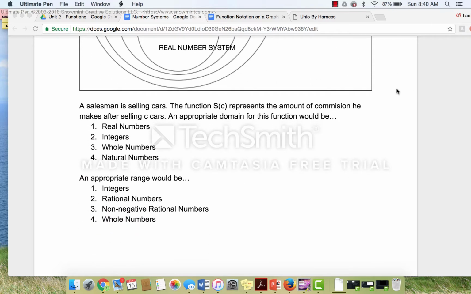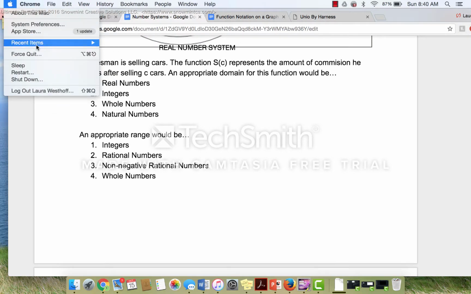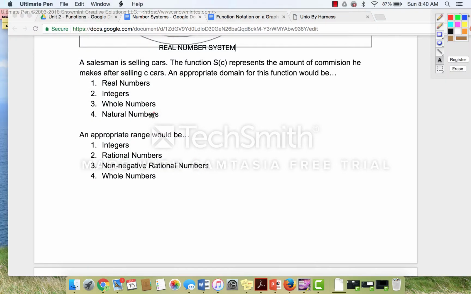All right, let's take a look at another kind of problem, though. Or I guess, yeah, the kind of problem you're most likely going to be seeing on the Regents. So, a salesman is selling cars. The function S of C represents the amount of commission he would make after selling C cars. An appropriate domain for this function would be either the real numbers, the integers, the whole numbers, or natural numbers.